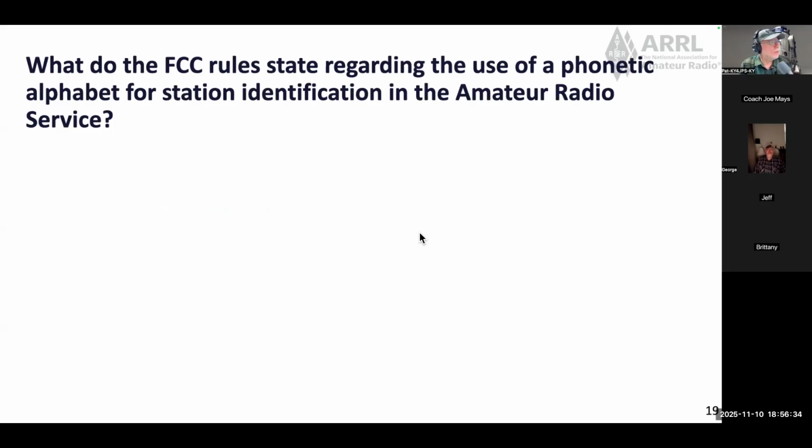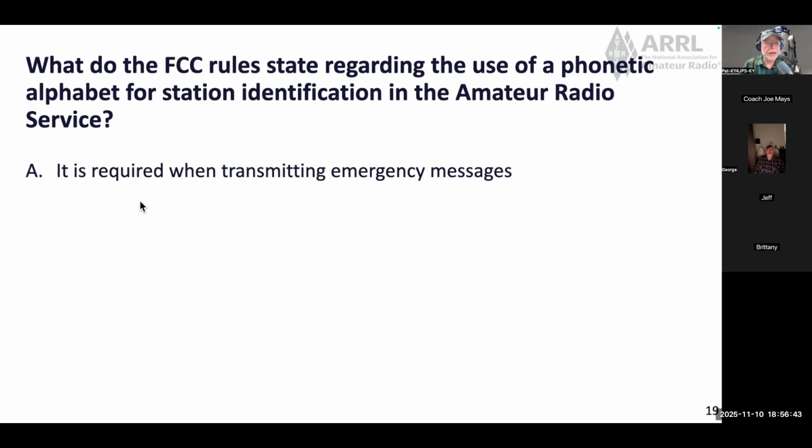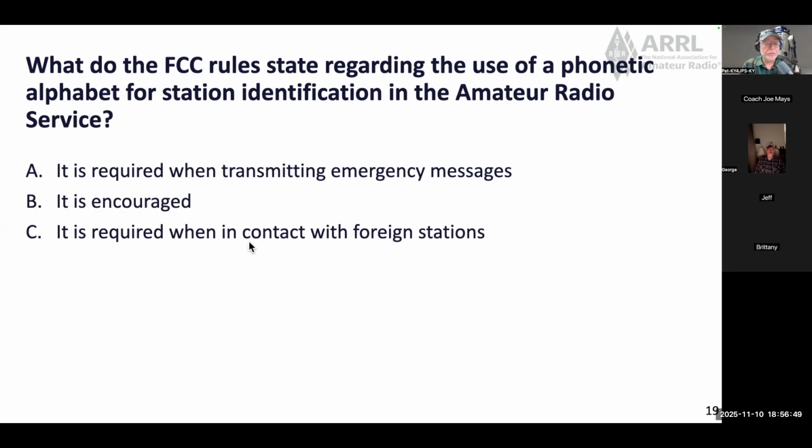What do the FCC rules state regarding the use of the phonetic alphabet for station identification in amateur radio service? Is it A, it is required when transmitting emergency messages? It is encouraged, B, it is required when in contact with foreign stations, or D, all of these choices are correct. It is encouraged. B, it's encouraged.